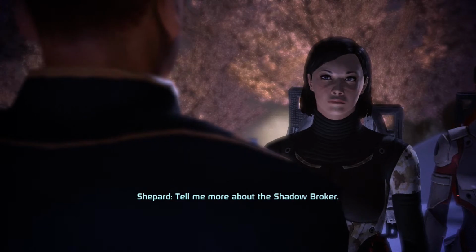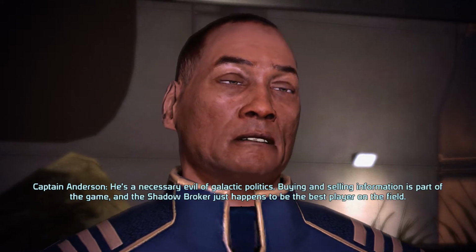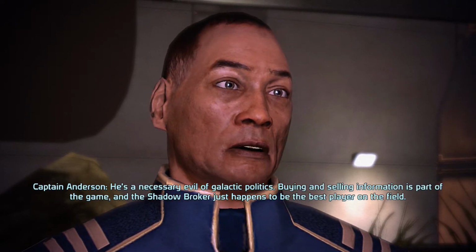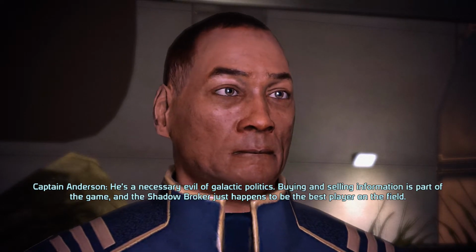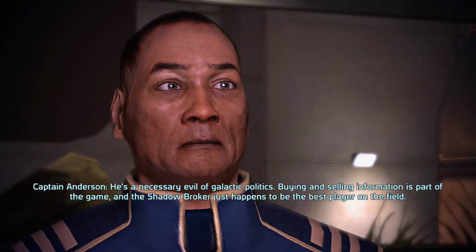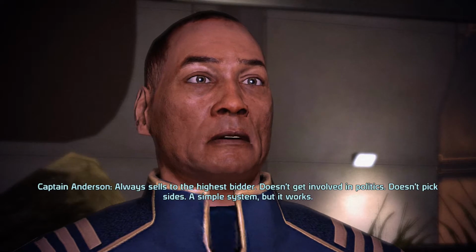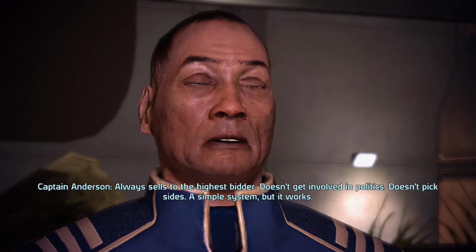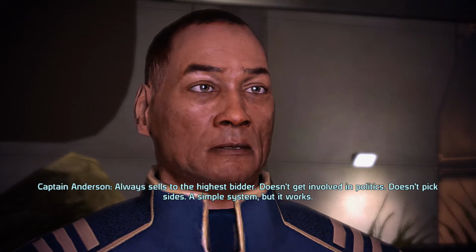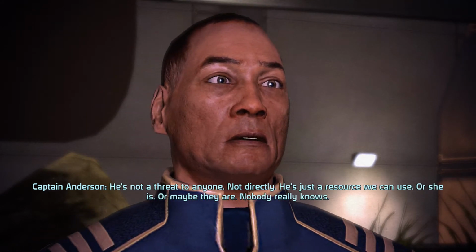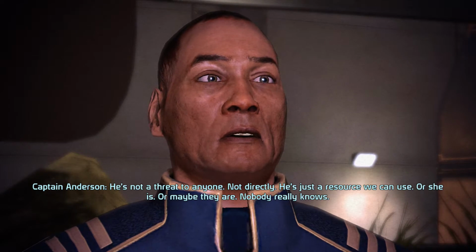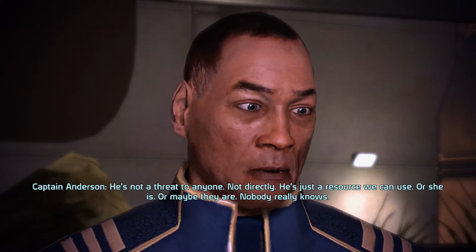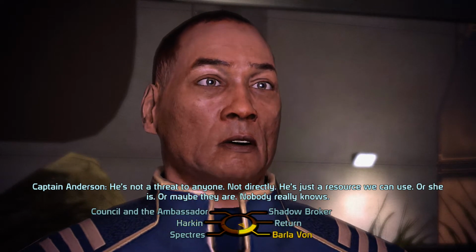Tell me more about the Shadow Broker. He's a necessary evil of galactic politics. Buying and selling information is a part of the game, and the Shadow Broker just happens to be the best player on the field. Always sells to the highest bidder. Doesn't get involved in politics, doesn't pick sides. A simple system, but it works. He's not a threat to anyone, not directly. He's just a resource we can use, or she is. Or maybe they are. Nobody really knows.